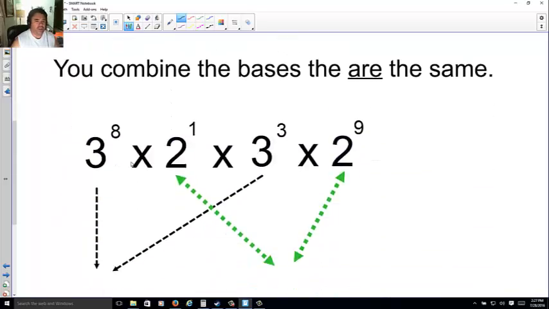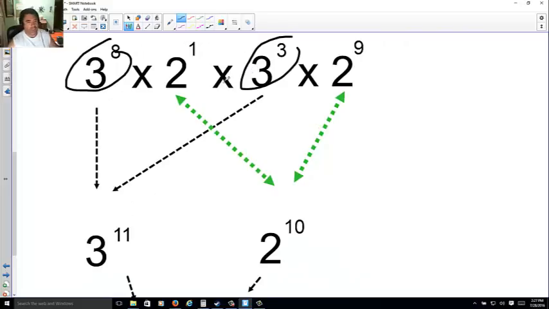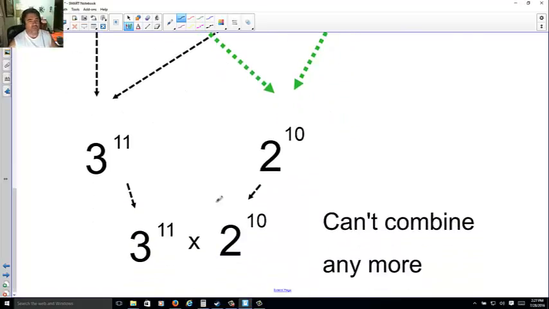Notice here how you have 3 to the 8th power and 3 to the 3rd power. So I have 8 3s and 3 more 3s. Now that I can combine. Okay, so I have 11 3s total. Here I have a single 2, and here I have 9 more 2s. Well, if I have a 2 and 9 more 2s, I have 10 2s. So I can combine at least that much.